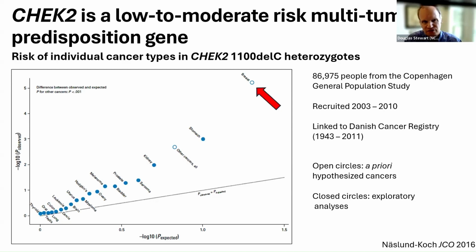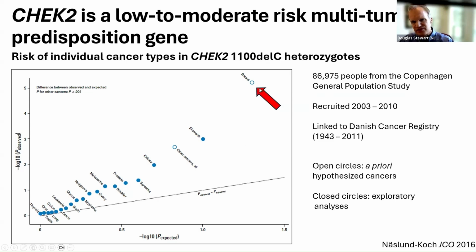So my guess is this audience knows well about CHEK2, and it's a low to moderate risk multi-tumor predisposition gene. And this is really a cool paper that came out now almost 10 years ago from a group in Scandinavia where they looked at nearly 87,000 people from the Copenhagen General Population Study, recruited in the early 2000s, with data linked to the Danish Cancer Registry going back to the mid-20th century. And what they did was they genotyped these individuals for just one variant, the CHEK2 1100delC variant in these folks, looked at the cancer data and asked, what was the risk for a variety of cancers?